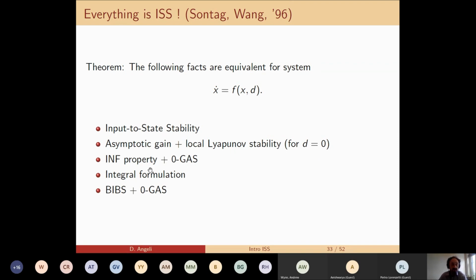And then the integral formulation that I showed before, energy to energy bounds, are also equivalent to input to state stability, or bounded input bounded state stability plus 0 GAS, so another alternative way of looking at things. So there are many possible ways. That really kind of shows that it's a fairly natural concept, I would say.